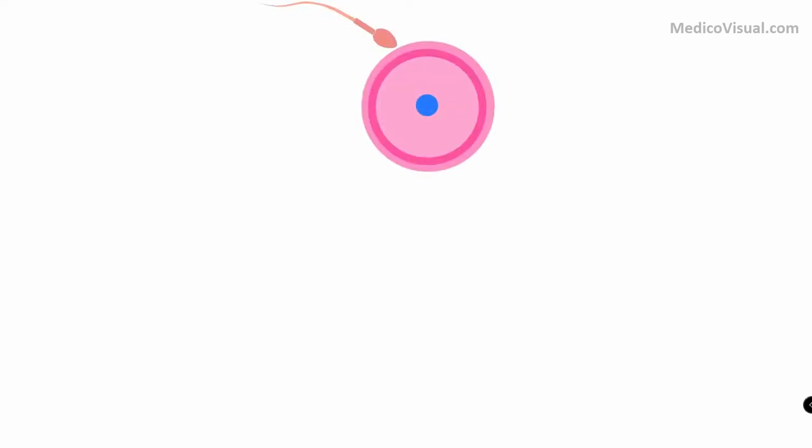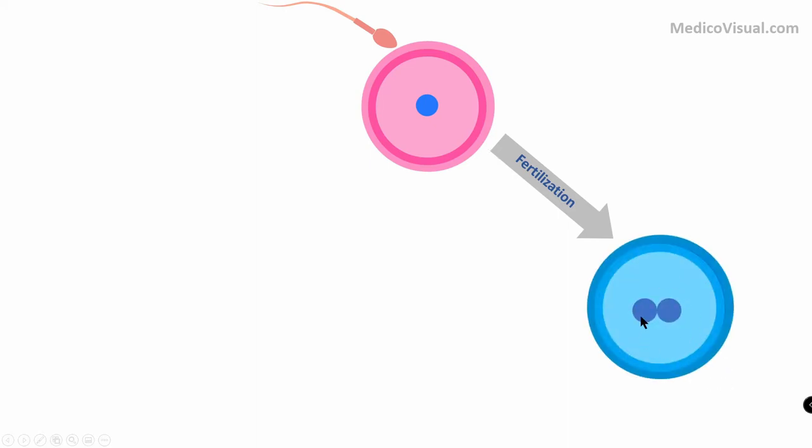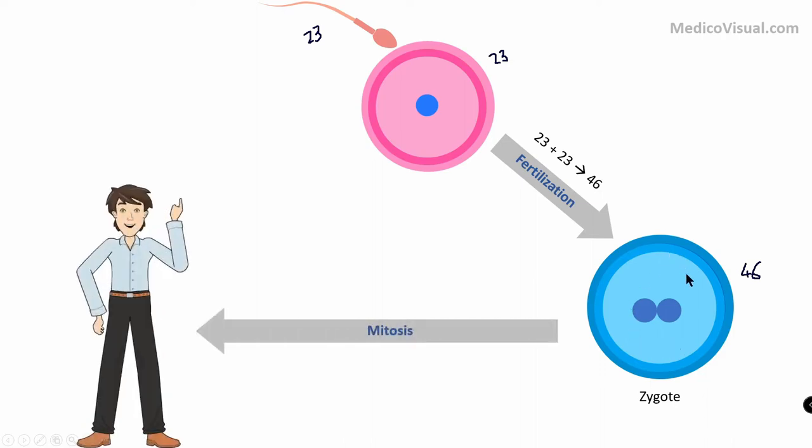So you know from the previous lecture that this is a sperm and this is an ovum, and they will fuse together through the process of fertilization to form a single cell called zygote, right? And you know, sperm has 23 chromosomes, and ovum also has 23 chromosomes. When they combine, 23 plus 23, they form 46 chromosomes. So zygote has how many chromosomes? 46 chromosomes, right?